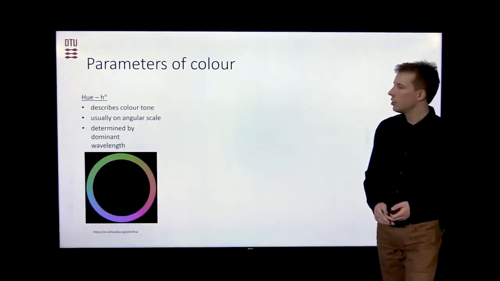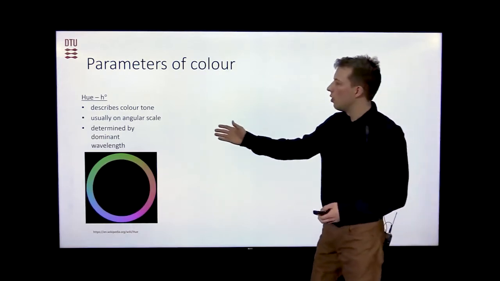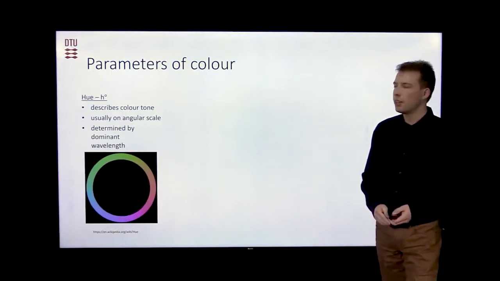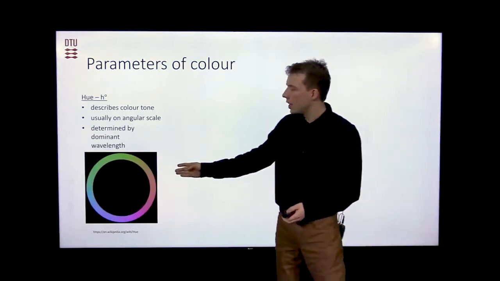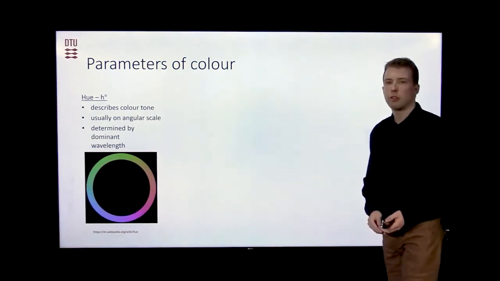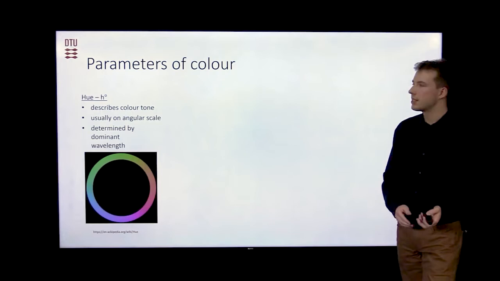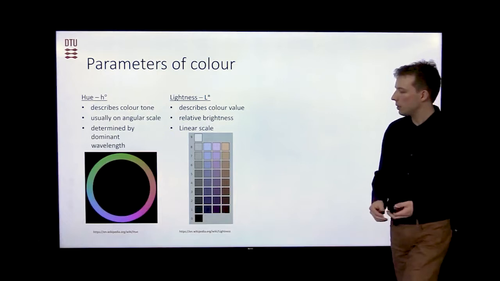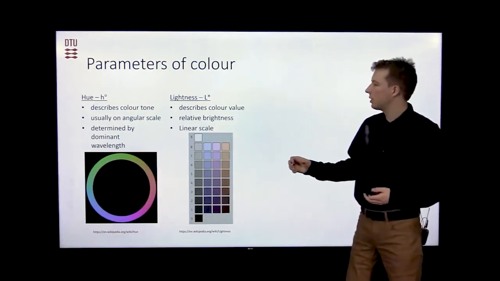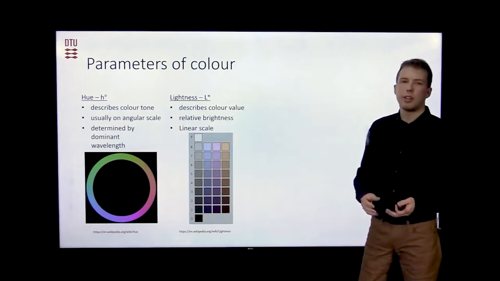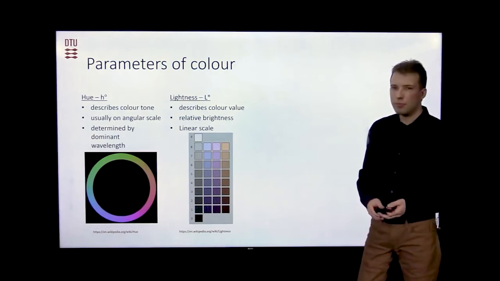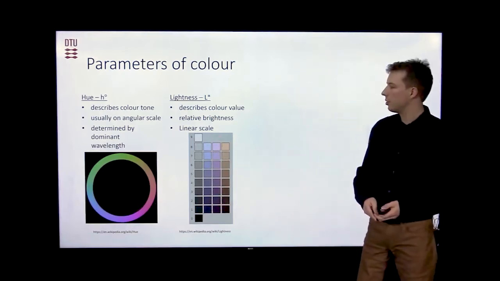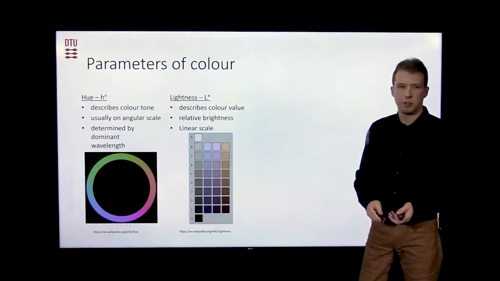The first parameter is hue, or more commonly known as the color tone. This color tone is usually represented on an angular scale, so in degrees, and it is mainly determined by the dominant wavelength of the light reaching our eyes. Secondly, there's a parameter called lightness, which gives us the degree between black and white. It's also known as the color value, and it's the relative brightness of a certain sample. It's usually given on a linear scale from 0 to 100, and here you can see some examples of how colors with different lightnesses look.